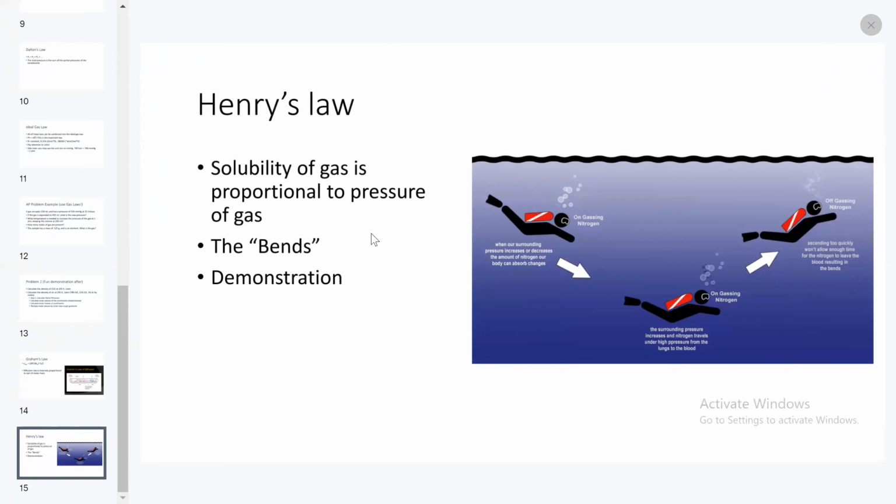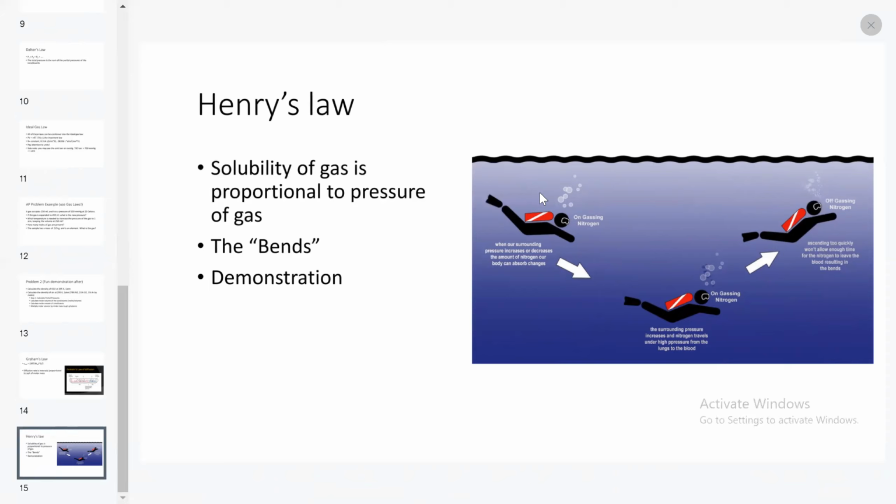And now I want to talk about Henry's law real quick. Henry's law is the idea that the solubility of a gas is directly proportional to the pressure of the gas. So how does this matter in our daily lives? Well, not necessarily daily lives, but if you ever go scuba diving, you have to rise to the surface slowly, because otherwise you might suffer what's called the bends.